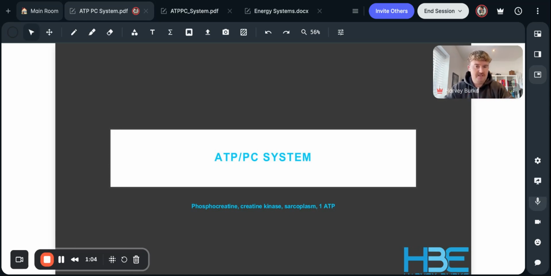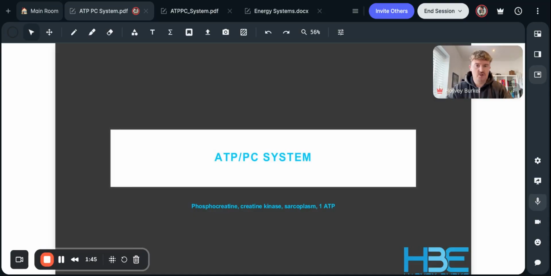The ATP PC system is examined pretty much the same in AQA and OCR. The only subtle difference is that with AQA, whenever you need to talk about this energy system, they give you a mark first for just mentioning that the athlete would utilize their stored ATP first, and then this ATP PC system would take over. Whereas for OCR, they just want you to go straight into what's going on in this ATP PC system. There's not really much mention of the fact that the athlete would use stored ATP first.